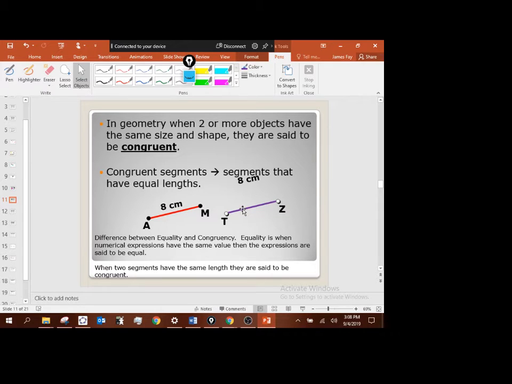And congruency incorporates sizes that are equal. Okay? But then it also incorporates that the shapes are the same type of shape. Okay? So there is a difference between them. And I want us to kind of recognize that.